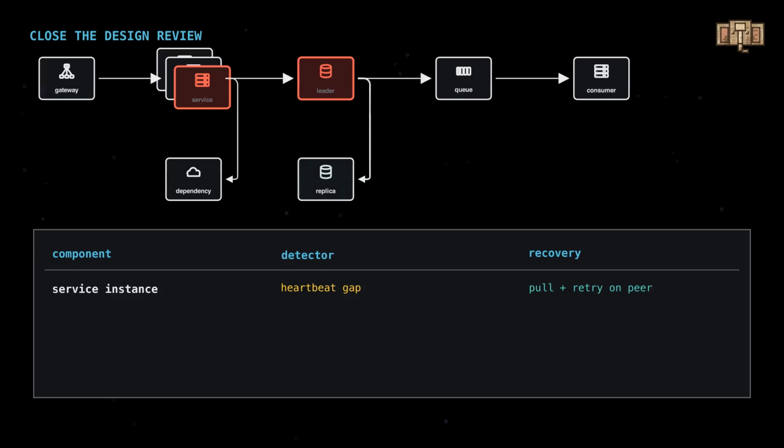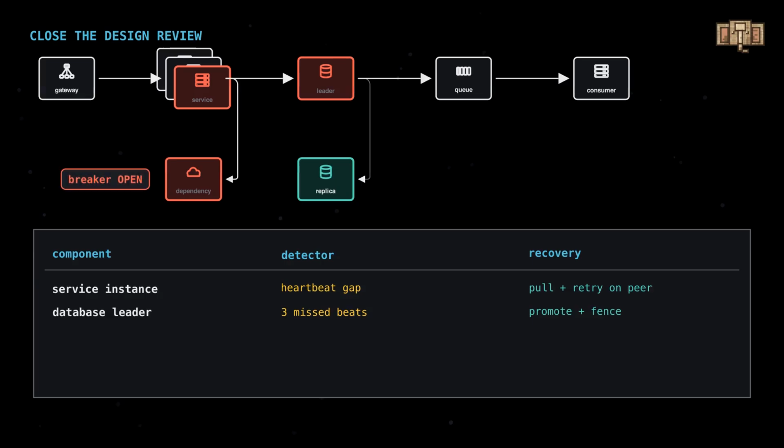Next, the database leader dies. You know this one now. 3 missed heartbeats, promote the replica, fence the zombie with the new epoch. Row 2. Next, the dependency starts timing out. The error rate crosses its threshold, the breaker trips open, and callers fail fast with a fallback while one probe hunts for the recovery. Row 3.